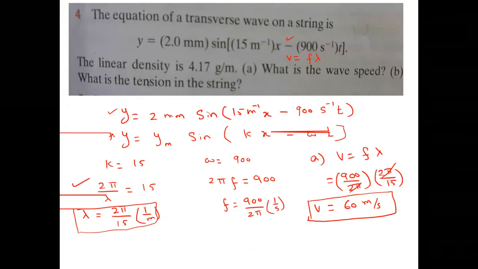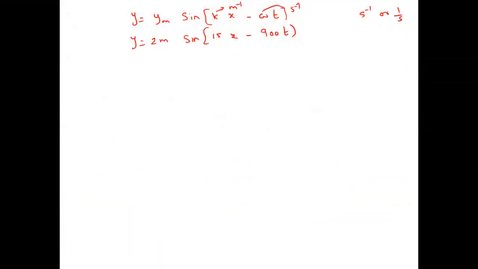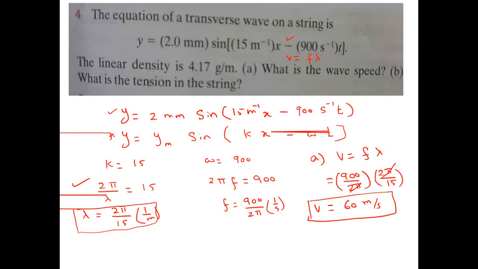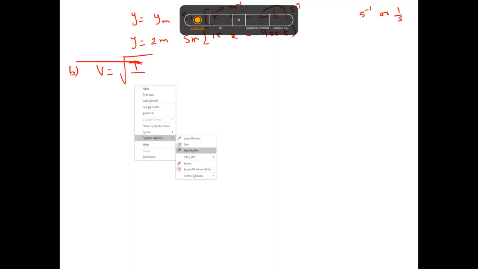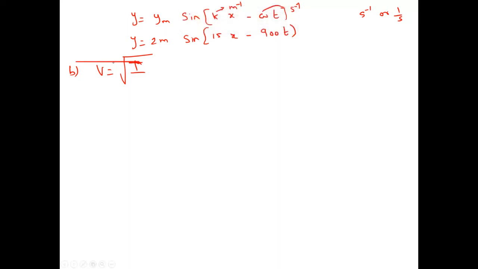Okay. Now let's go for the second question. What is the second question? We have to find what is the tension on the string. My dear, what is the formula for tension on the string? We have another formula: v is equal to square root of T over mu. So I have to write this rule here.